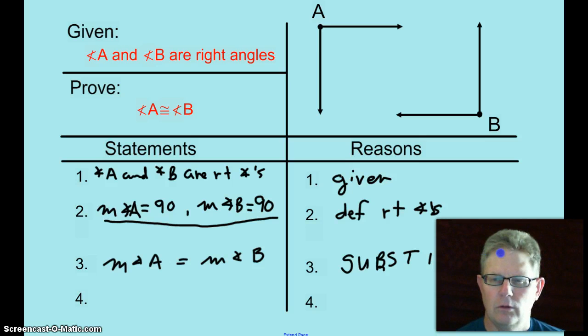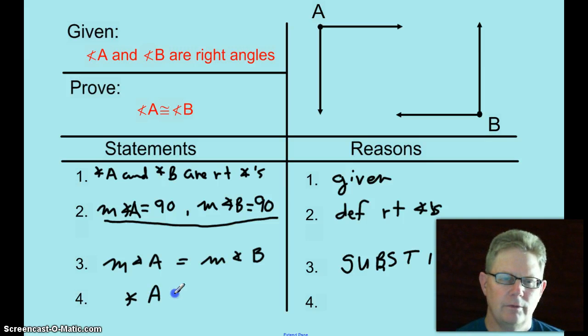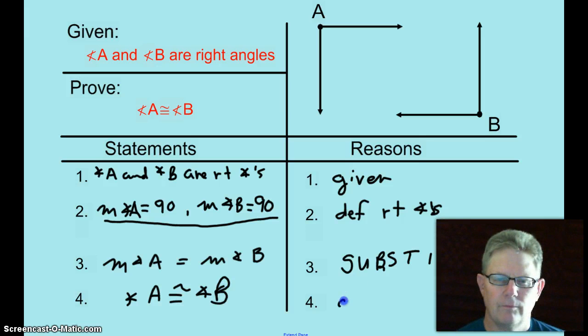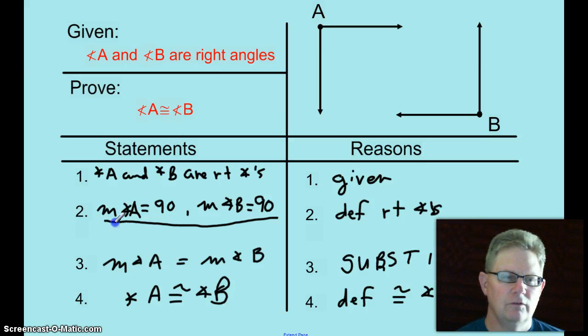And there you go. Our last statement. What do you know about angles if they have the same measure? That's right. If they have the same measure, they have to be congruent to each other, because that's the definition of congruent angles. And just like that, it doesn't matter what angles A and B are, we've proven it's true for all cases. We've just proven the right angle theorem that all right angles are congruent.